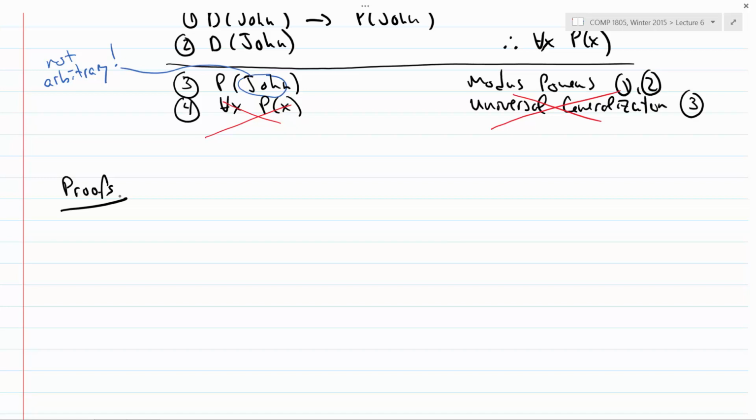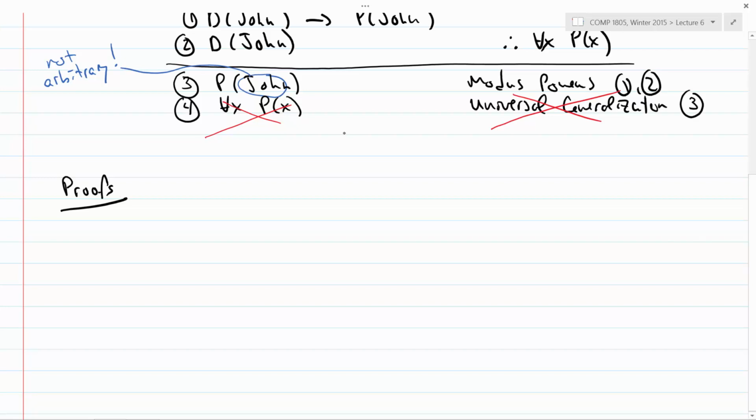Question? Are proofs going to be on the test? Yes. Proofs will be on the test. So that's a good point. The test covers up to the end of this lecture. So everything I talk about today is fair game for the test, to be clear. Other questions?